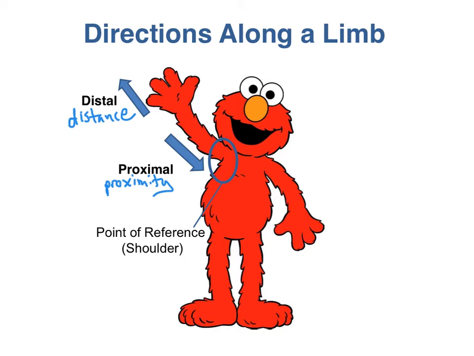So when you're talking about directions along a limb, you're usually giving those directions with reference to the point of attachment. So if you're talking about directions along the arm, you're talking about relative to the shoulder. Something that's proximal means more towards the shoulder. Something that's distal means further away from the shoulder. So you could say the hand is distal to the elbow. If you're talking about the leg, the point of reference would be the hip. So the foot is distal to the knee.